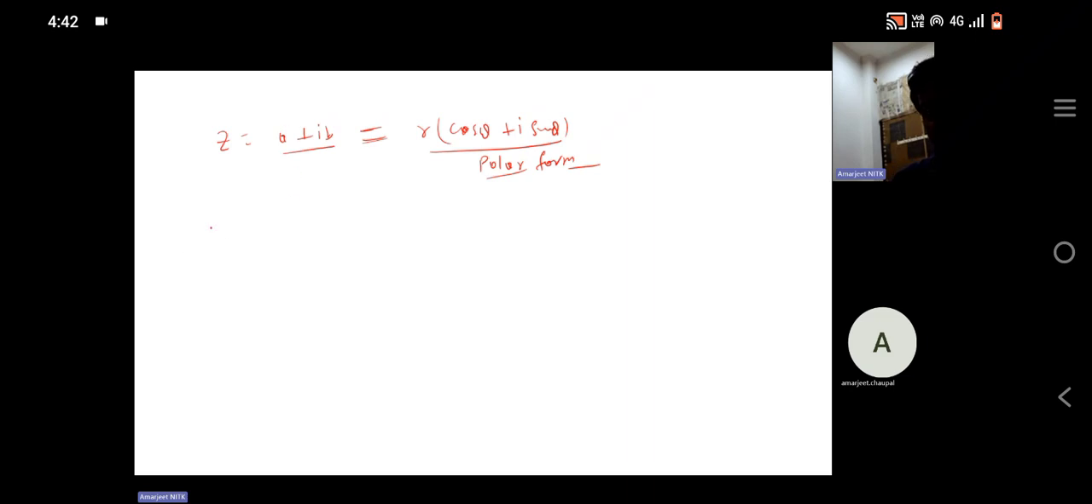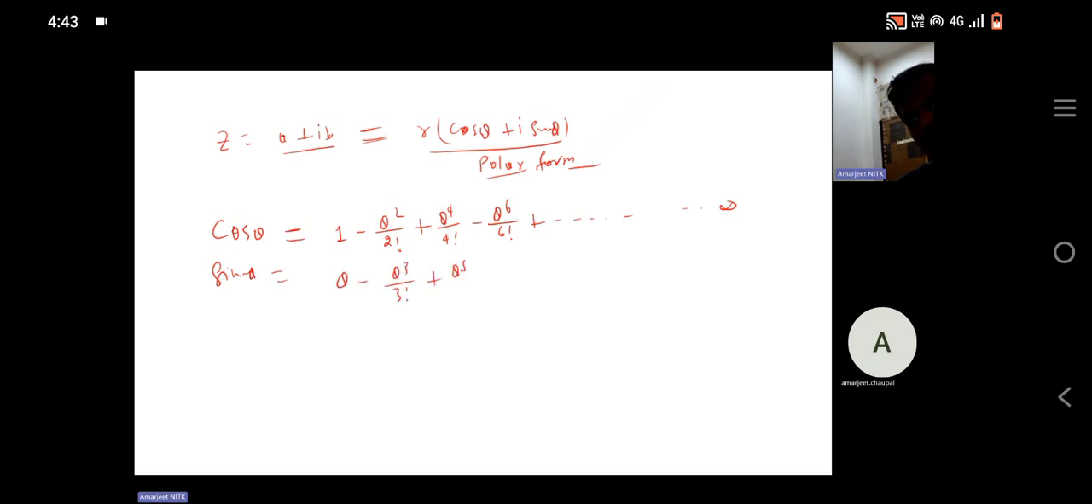Now we have one expression for cos theta, sin theta, and the exponential function. You can write cos theta is equal to 1 minus theta square by 2 factorial plus theta 4 by 4 factorial minus theta 6 by 6 factorial plus dot dot dot up to infinity. Similarly, we have a series for sin theta. So sin theta equals theta minus theta 3 by 3 factorial plus theta 5 by 5 factorial minus dot dot dot like this up to infinity.